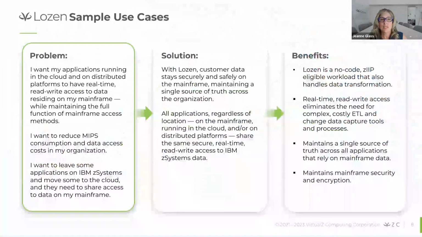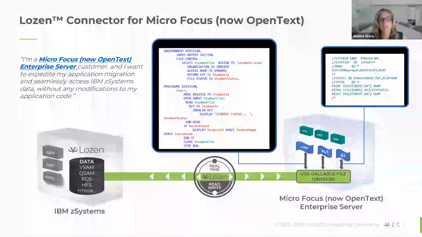This reduces time, cost, and risk associated with mainframe migrations, as you don't need to build and maintain data access bridges, consume your MIPS and network capacity, or be concerned about data interdependencies. Our connector for Enterprise Server allows you to maintain real-time data access with no changes to your application code. With that, I'll turn it over to Richard.